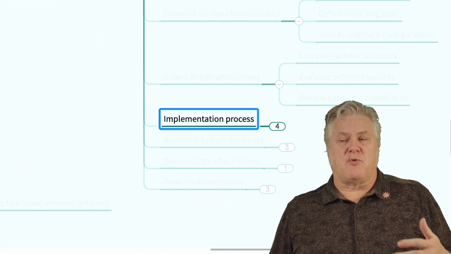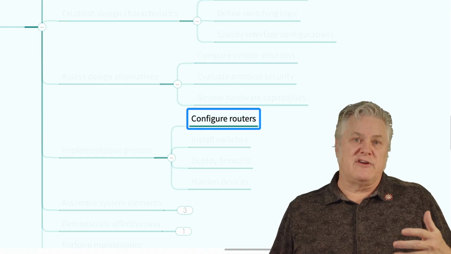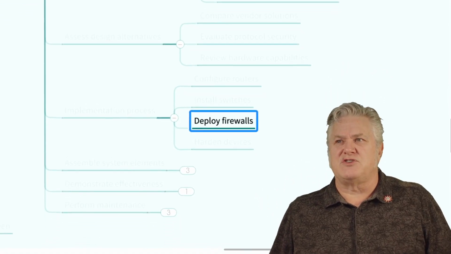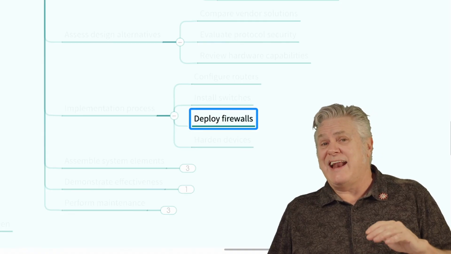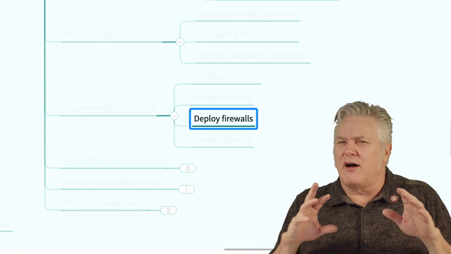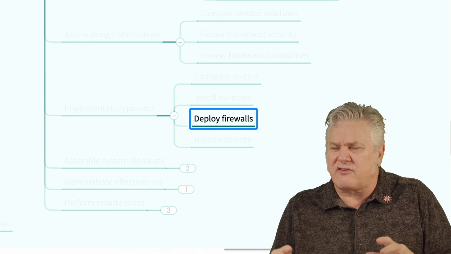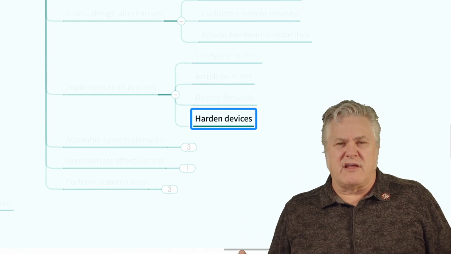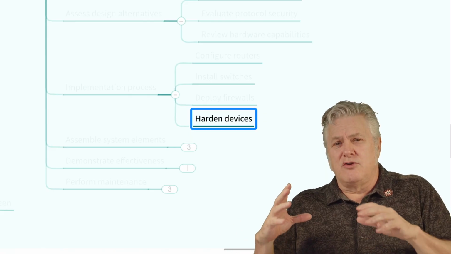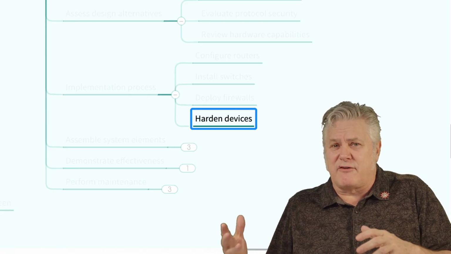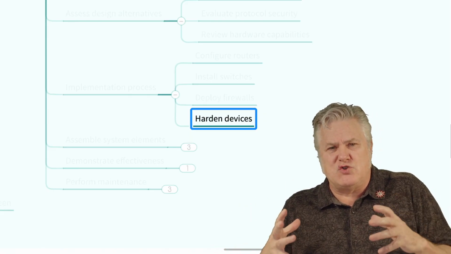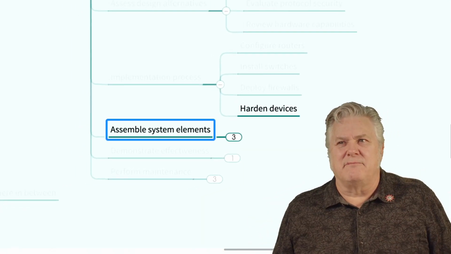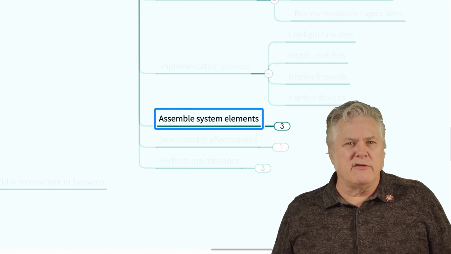Then you're going to implement the process, and that usually is configuring the routers, well, after the wiring's done. Configuring the routers, installing the switches, deploying firewalls at a bare minimum. We don't talk a lot about security in this section, but it's still important to us. And then hardening those devices that are out there. Your routers and switches have configurations on them that need to be tuned to your environment and tightened down.